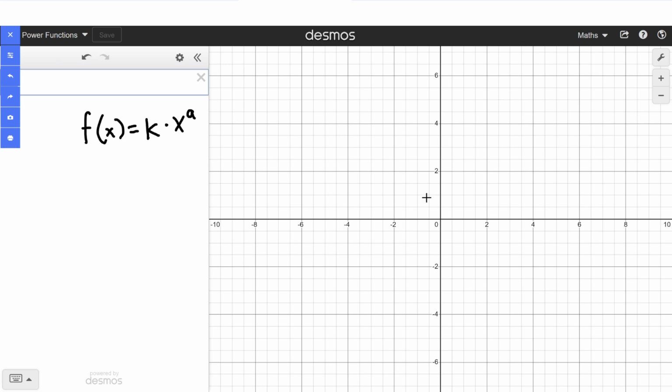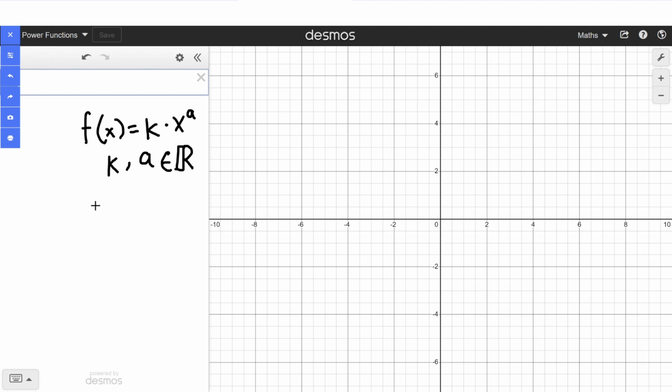Today we're going to be taking a look at power functions. A power function, as I've written here, is f of x equals k times x to the power of a. Now here, k and a are both constant numbers, and a is the exponent of x. So k and a have to be real numbers in order for this to be a power function.